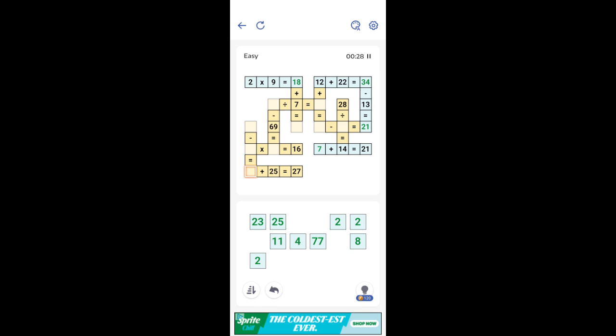7 plus 14 equals 21. You just click on the square you want to put your number in and click on the number answer. It'll put it in there. Or you can just grab the answer number and drag it up there. These are a lot of fun. Keep you up on your math.